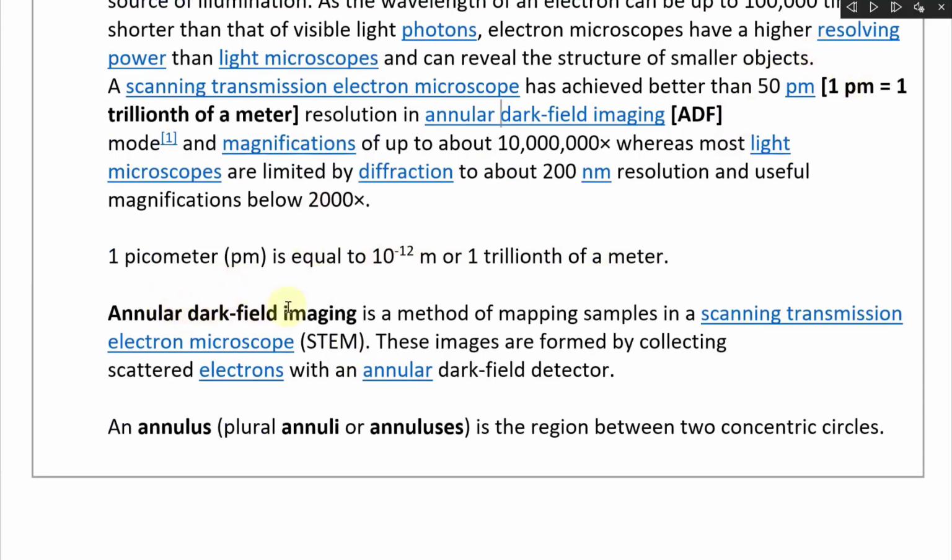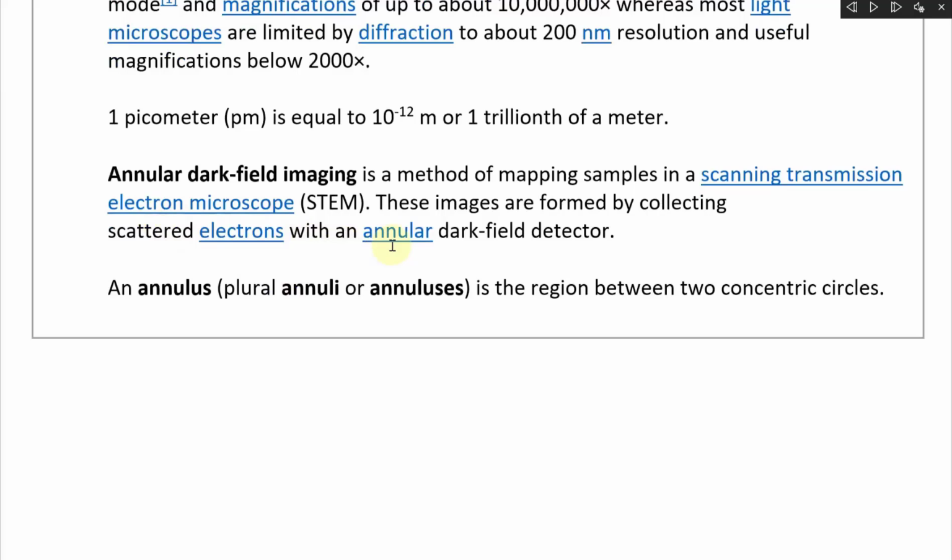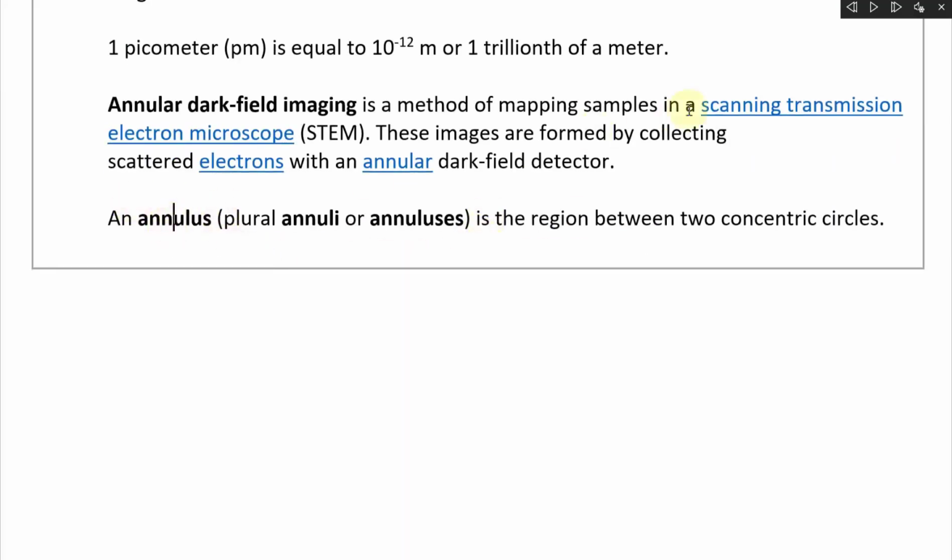Anyways, annular dark field imaging is a method of mapping samples in a scanning transmission electron microscope, or STEM. These images are formed by collecting scattered electrons with an annular dark field detector. An annulus, plural annuli or annuluses, is the region between two concentric circles.